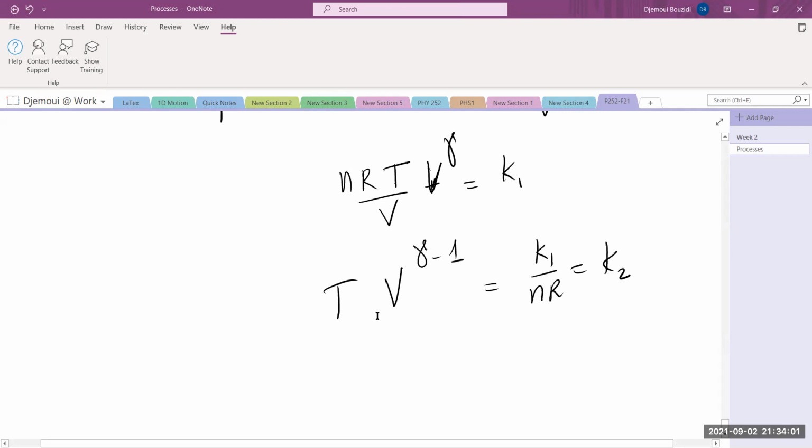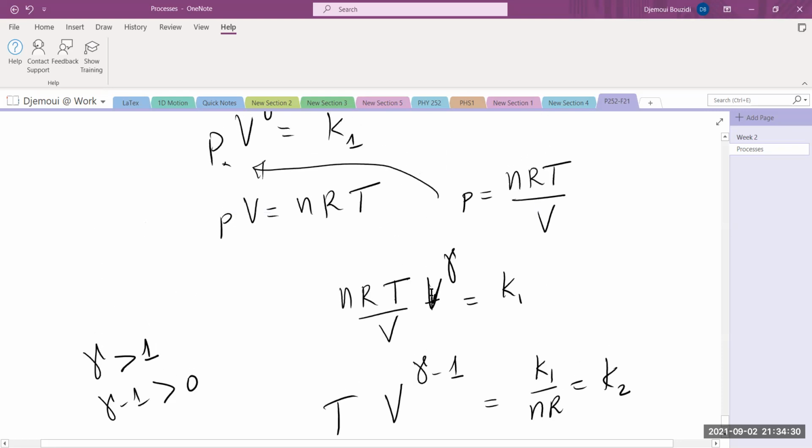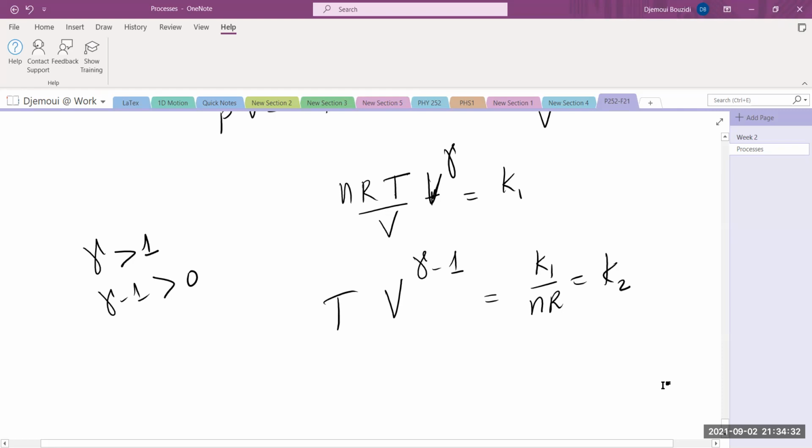So this is, in a TV diagram, the relationship: T times V to the power gamma minus 1. Remember, gamma is always more than 1, so gamma minus 1 is always positive. So don't worry that when you integrate this expression or try to find areas in a TV diagram you're going to get into trouble. This is always positive, so you're going to find values that are as expected. So this answers that part.